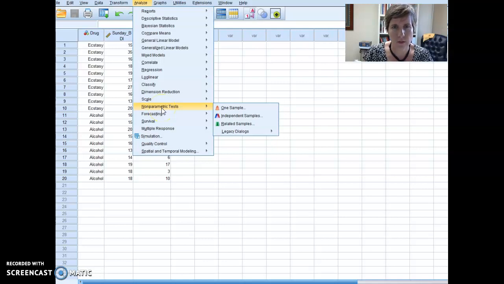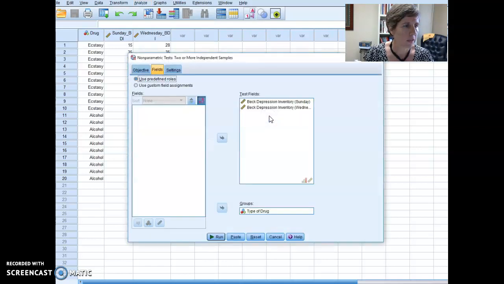You have to know that you've got two groups, and those two groups are independent groups because he's either using ecstasy or he's using alcohol. So we're going to go here to Independent Samples. And the test fields, if they are not located here, you'll just have to move them over. Notice that the groups is designated by the type of drug. And I'm just going to click Run.